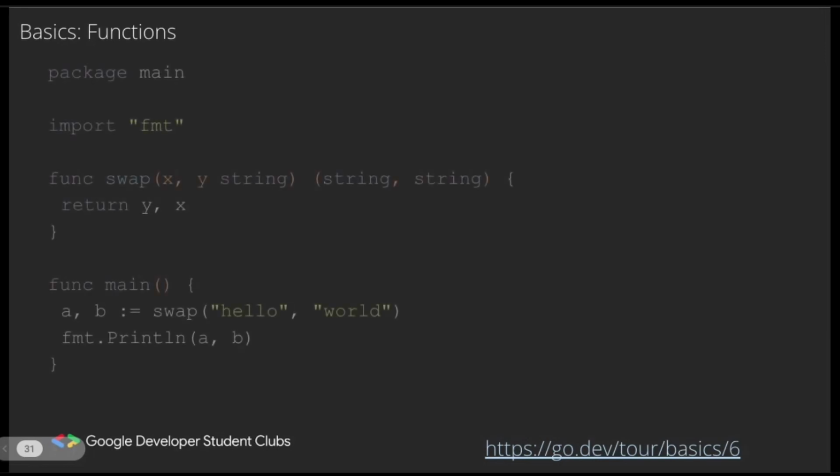Like Python functions, Go functions can have multiple return values. That means that we can implement something like a swap in one line without having to use a temporary variable like we might need to do in other languages. So running this, we can just see that this can swap two strings.